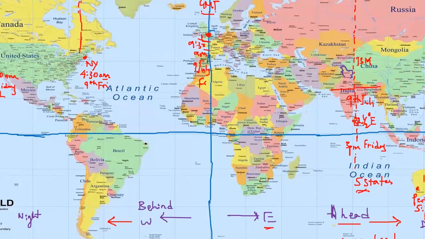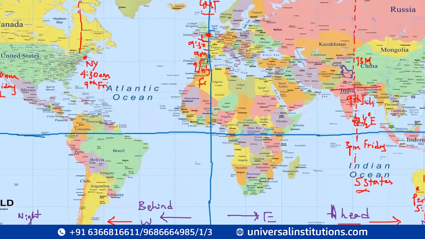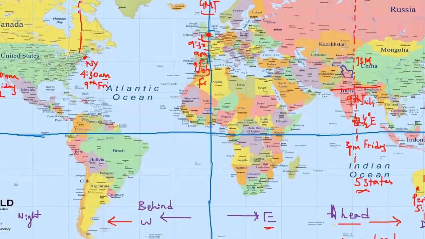What is the day on the Hawaii side? See this side? Hawaii is here, in the Pacific Ocean. Thursday. Can all of you see this? Thursday, Friday. 9:30 p.m. Friday, Thursday. That means if you go to 180 degree exactly, it will change the day. The Asian side will be Friday. The American side will be Thursday. So this line separates two dates, Friday and Thursday. That is the reason it's called the International Date Line.